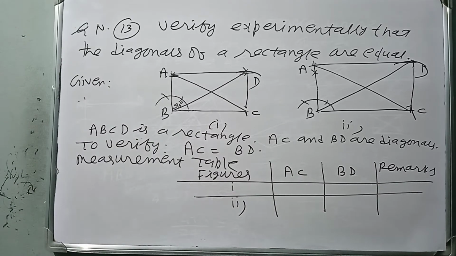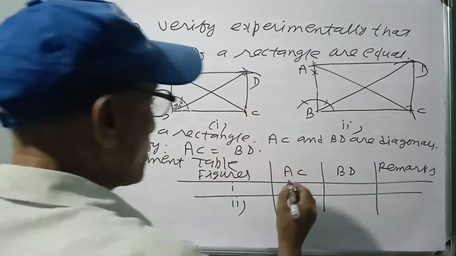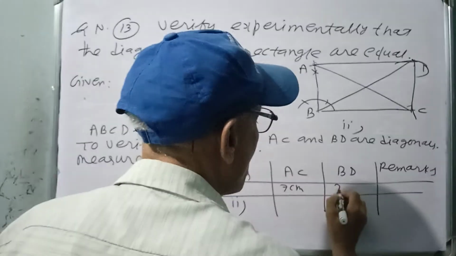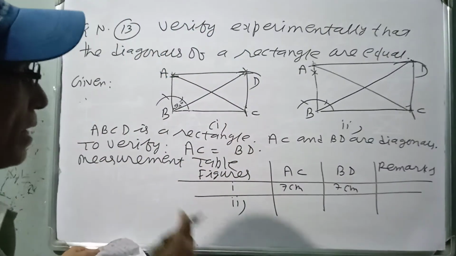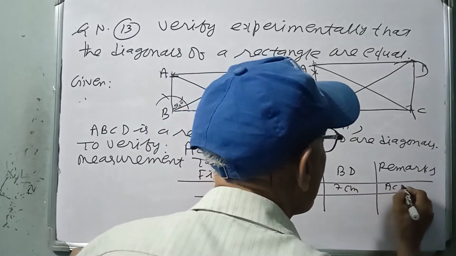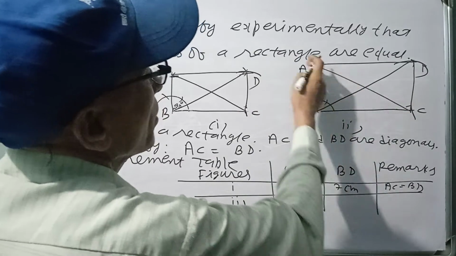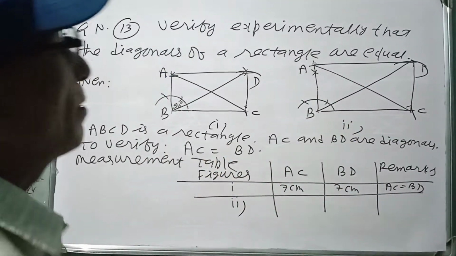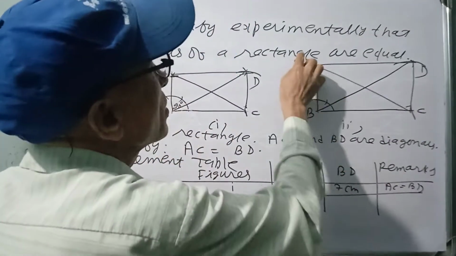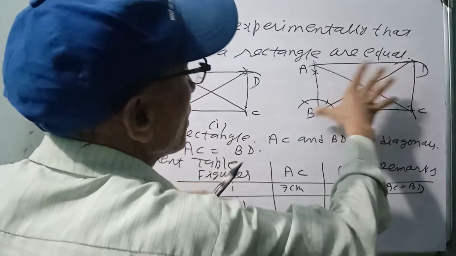In figure number 1, how much can AC be? Suppose 7 centimeter, and BD is also 7 centimeter. AC and BD are both 7. That means AC equal BD. Here, students are advised to use a scale and find the length of AC. Measure AC like this, measure BD.